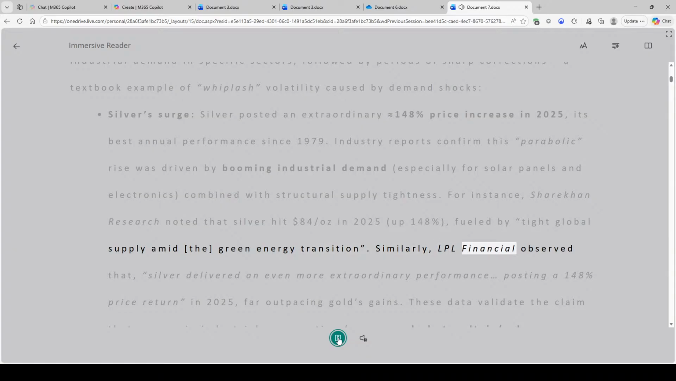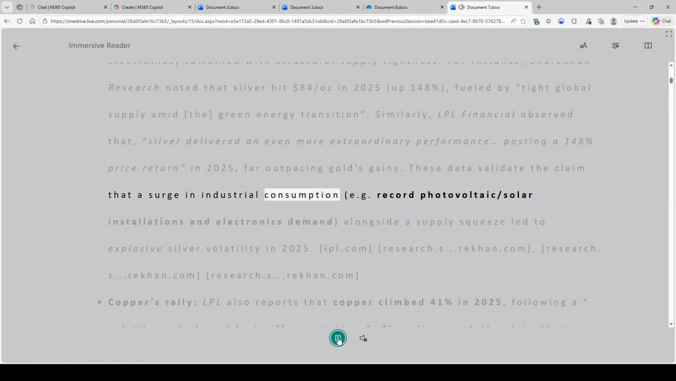Similarly, LPL Financial observed that silver delivered an even more extraordinary performance, posting a 148% price return in 2025, far outpacing gold's gains. These data validate the claim that a surge in industrial consumption, e.g. record photovoltaic/solar installations and electronics demand, alongside a supply squeeze led to explosive silver volatility in 2025.